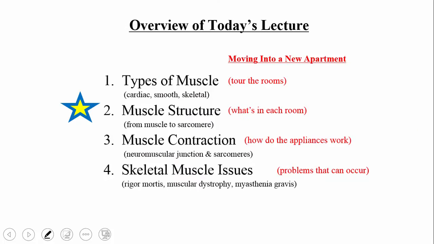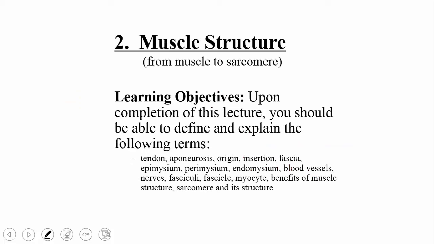Okay, so now that we've talked about the types of muscles, let's go on to discuss muscular structure. So what's in each room? Okay, here are the objectives that are associated with this. Again, you want to make sure that you can execute these objectives, and then make sure that you know these terms, right? If there's anything that's unclear after this lecture, I encourage you to approach me during office hours, or feel free to look up these terms in your book to make sure you can say what they are in about a sentence.